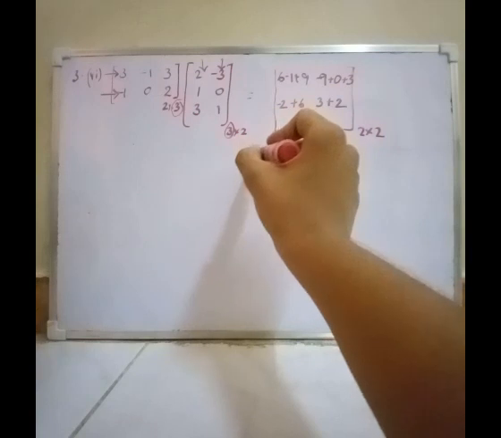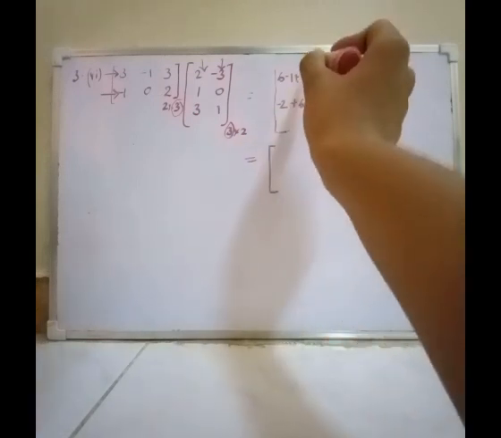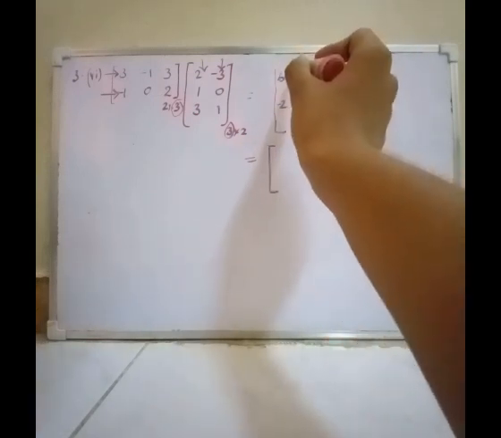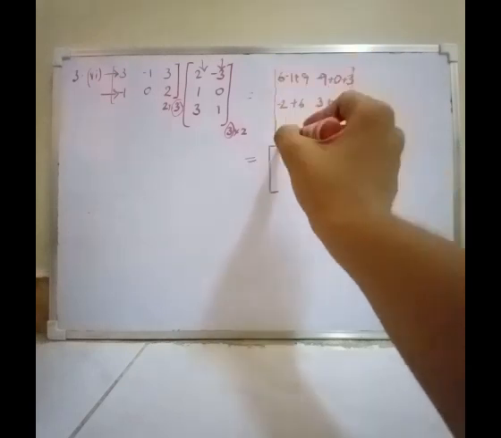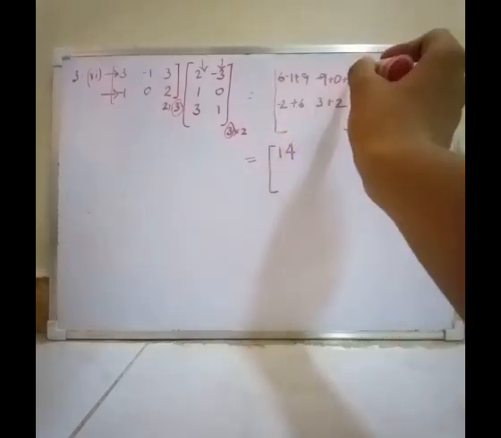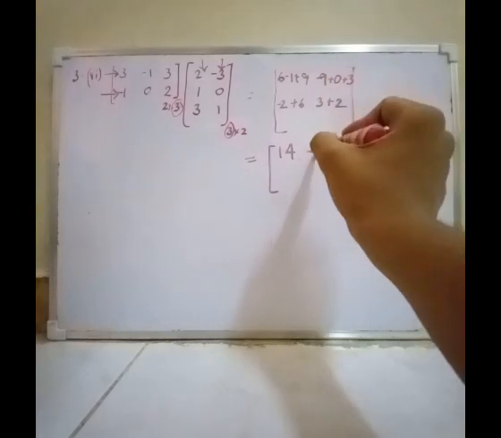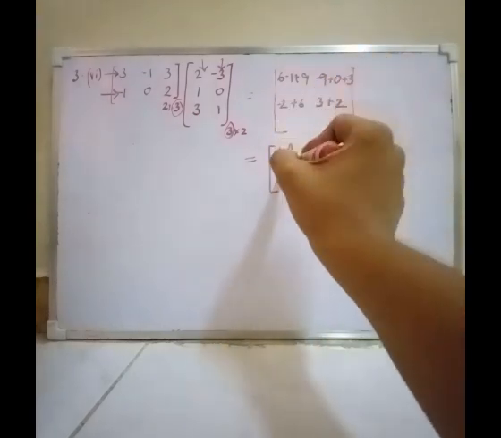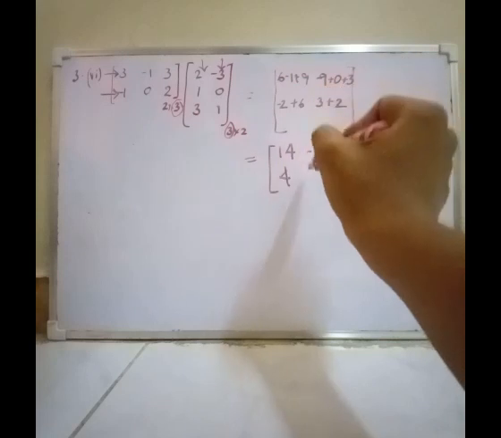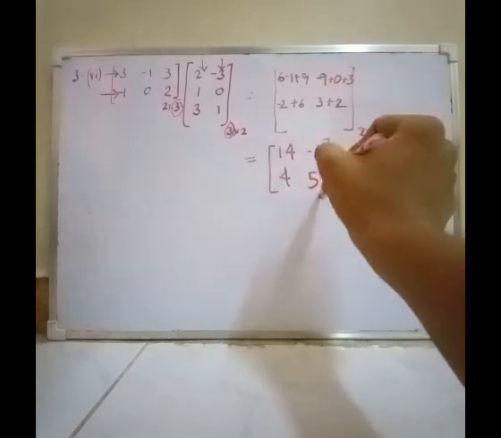Now finally we have to just add. So 9 minus 1 would be 8, and 8 plus 6 is 14. Then 3 minus 9 is minus 6, and 6 minus 2 is 4, and 3 plus 2 is 5. So this is the answer for the sixth part.